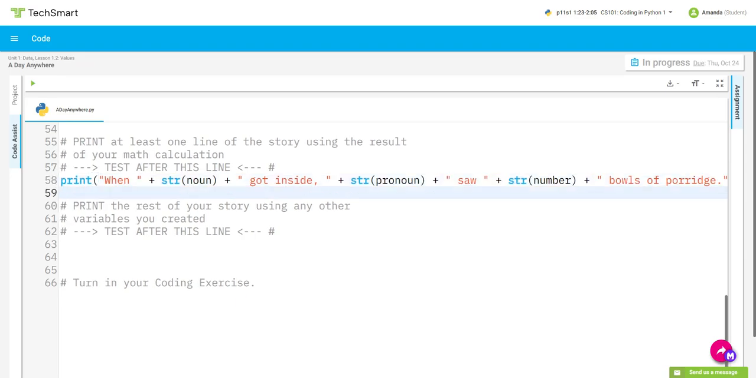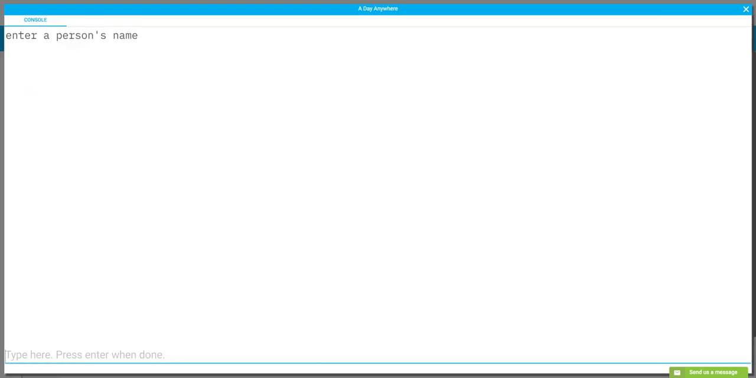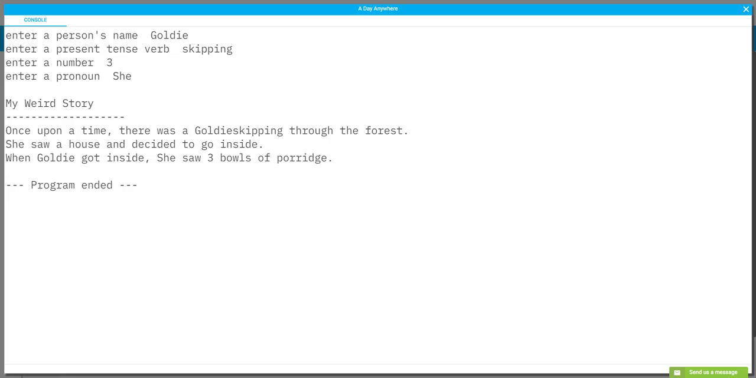Okay. So when, let me test this. See if I got any errors. Enter a person's name. I'm going to say Goldie. Enter a present tense noun. And I'm going to say skipping. Enter a number. I'd be cheating if I said 3, but I'm saying 3. Enter a pronoun. She. Once upon a time, there was a Goldie skipping through the forest. Oop, I need a space right there. Do you see that? She saw a house and decided to go inside. When Goldie got inside, she saw 3 bowls of porridge. Okay, so far so good.